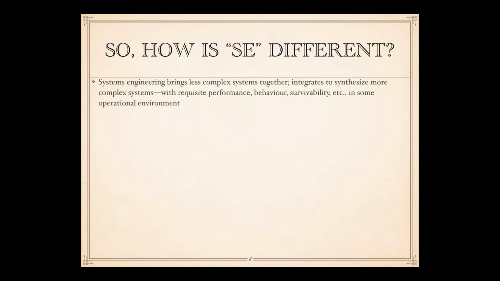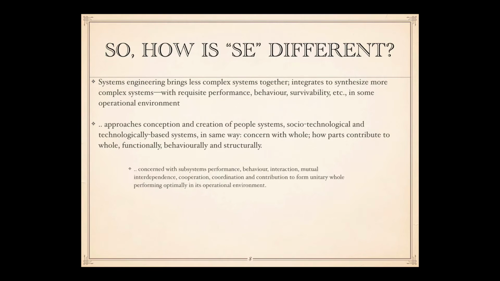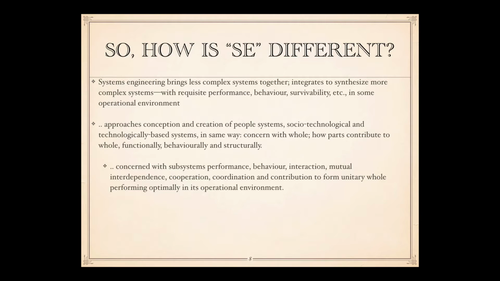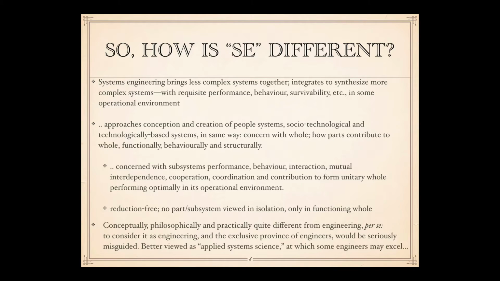Systems engineering brings less complex systems together, integrates them to synthesize more complex systems with requisite performance, behaviour and survivability of the whole in some operational environment. It approaches the conception and creation of people systems, socio-technological and technologically based systems in the same way, concerned with the whole, how parts contribute to the whole, functionally, behaviourally and structurally. It's concerned with subsystems performance, behaviour, interaction, mutual interdependence, cooperation, coordination and contribution to form a unitary whole, performing optimally in its operational environment. It is, importantly, reduction-free. No part or subsystem is viewed in isolation, only in and as part of the functioning whole.